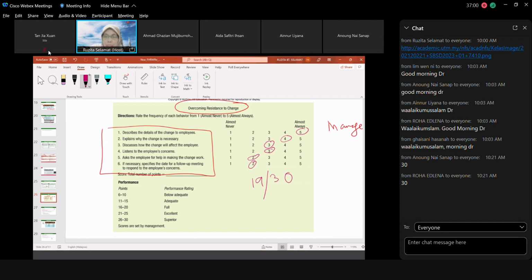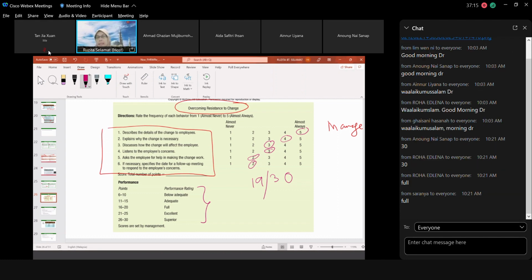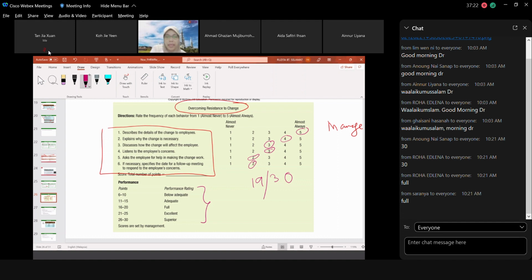So where is the performance rating? Is it below adequate? Is it adequate, full, excellent, or superior? Ji Yin, can you help us with this? To locate where is the performance of this employee? At full. All right. Thank you, Ji Yin. Okay. So, the scale is 16 to 20 is considered as full. So 19 is between 16 to 20. All right. But I'm not sure what is meant by full here.